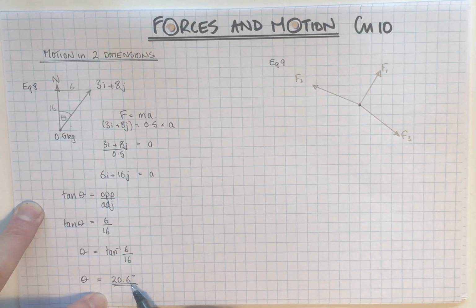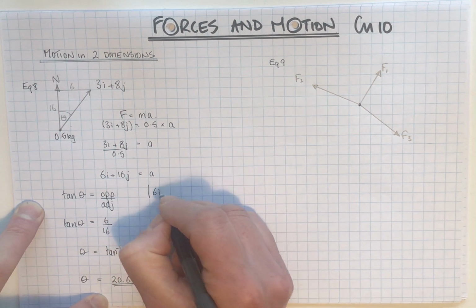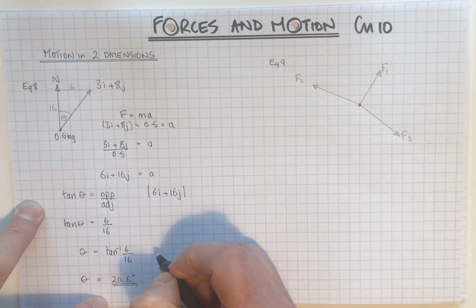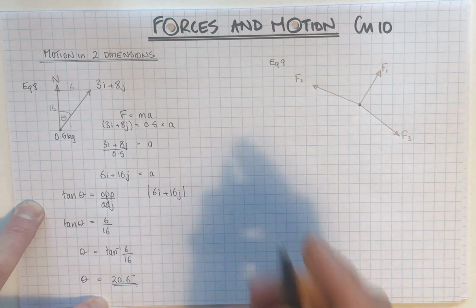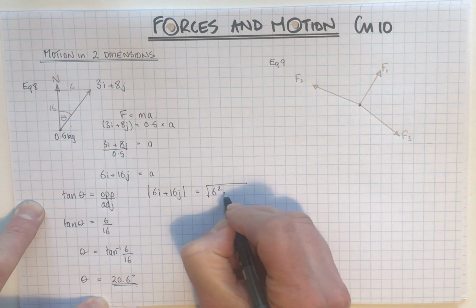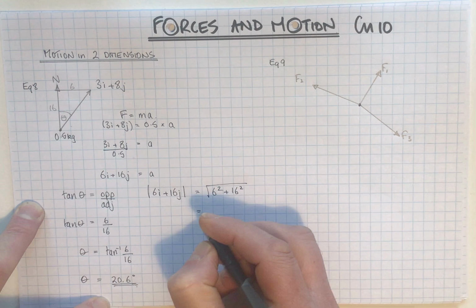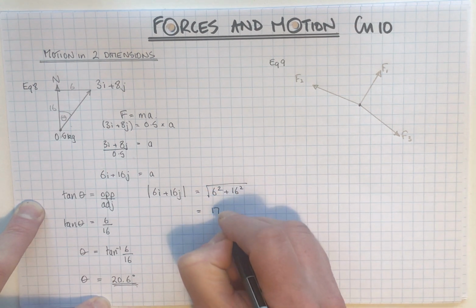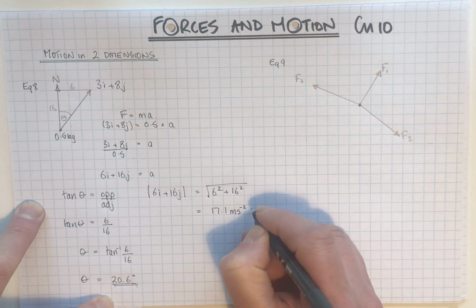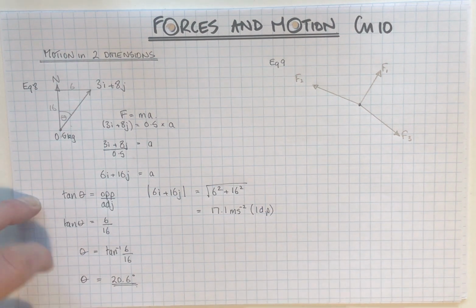That's the bearing. The magnitude, which occasionally you'll see written like this, as modulus bars either side, the magnitude of that is simply using Pythagoras. Square root of 6 squared plus 16 squared, which should give you a value of 17.1 meters per second squared. And we ought to write down our level of accuracy here. That's to 1 decimal place.